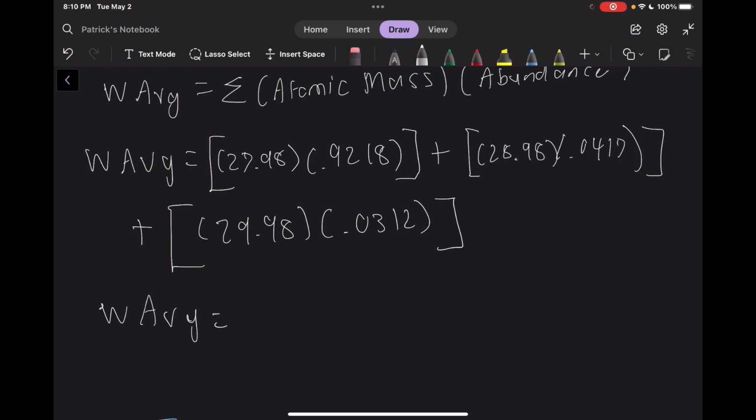There we are. Now, all we have to do is do some math, and once we do so, we'll find that the weighted average atomic mass according to these data is approximately 28.09 daltons. Your answer might differ a little bit based on the rounding you do, but it should be relatively close.